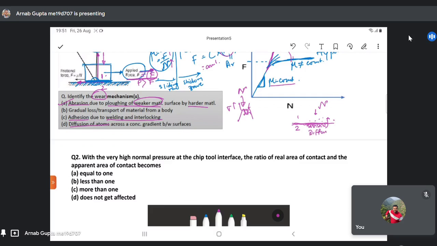The diffusion bonding is also a factor which increases the friction force, and as a result of which wear takes place. Gradual transport or loss of material from a body, that is the general definition of wear. It's not a mechanism as such, but it encapsulates all the three mechanisms.